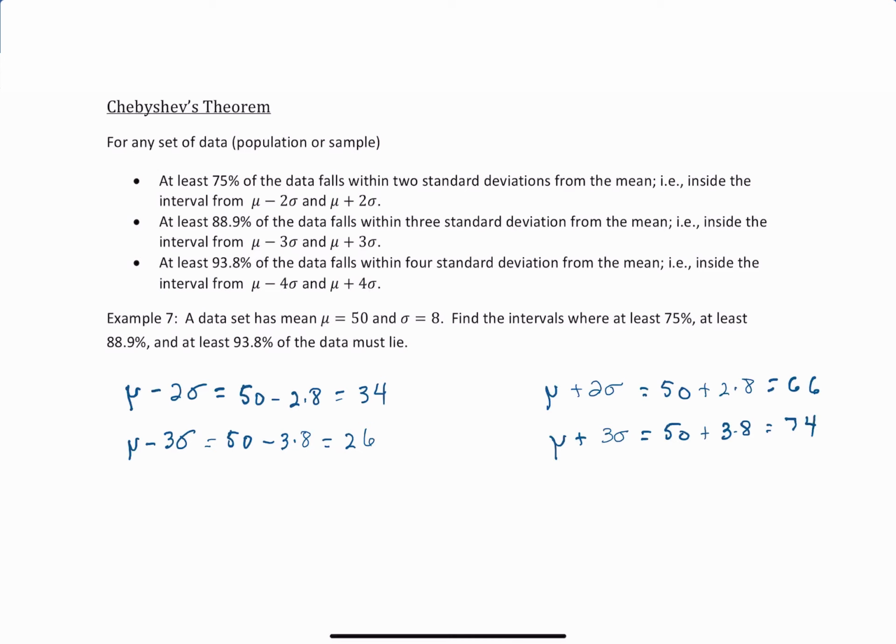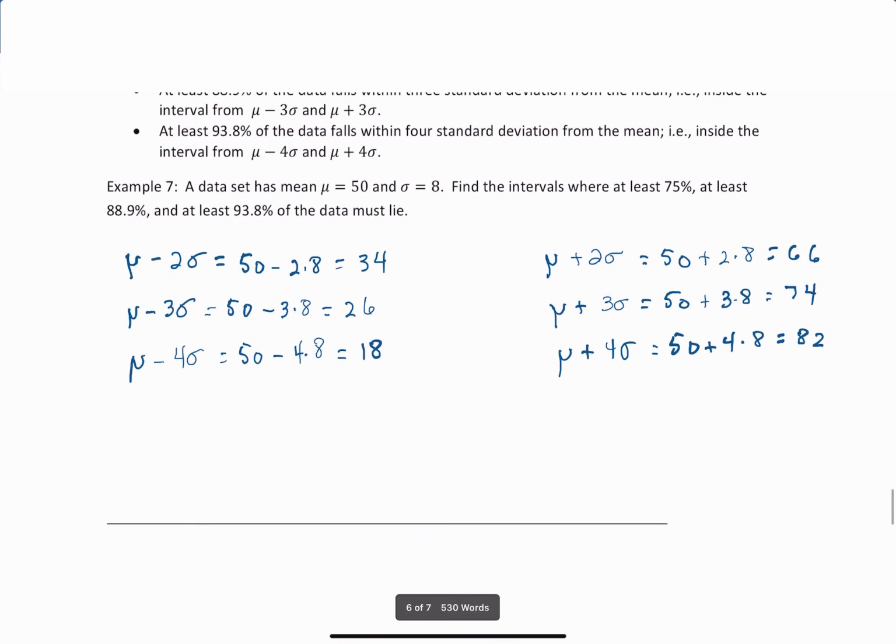And then at least 93.8% of the data falls between mu minus 4 sigma and mu plus 4 sigma. With these numbers, that's 50 minus 4 times 8, so 50 minus 32, which is 18. Mu plus 4 sigma would be 50 plus 4 times 8, so that's 50 plus 32, which is 82. Let's get sort of a visualization of what that looks like.